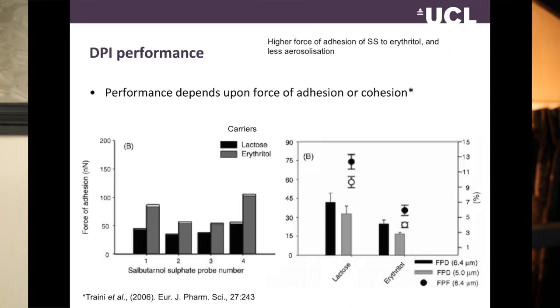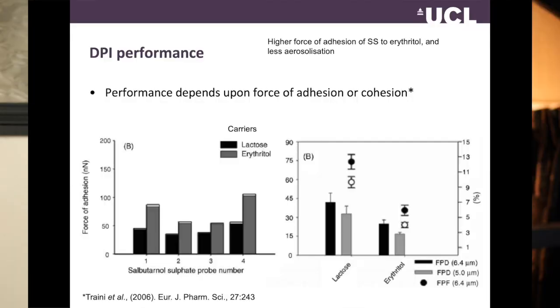So last thing in this lecture is simply to look at some examples where force of adhesion or force of cohesion affects the way that the dry powder inhaler is working. And I've put the reference on here so you can go and look at this paper should you want to. So the first example shown on the screen in front of you is using two different carriers. So it's a carrier-based system, either lactose, which is the most commonly used carrier, as I've said already, or erythritol, which is a sugar alcohol, so a replacement for lactose.